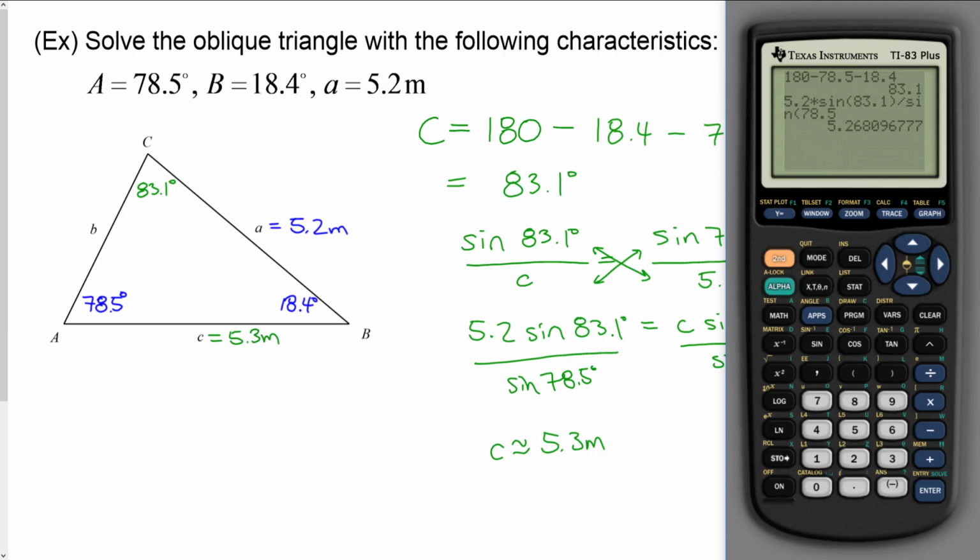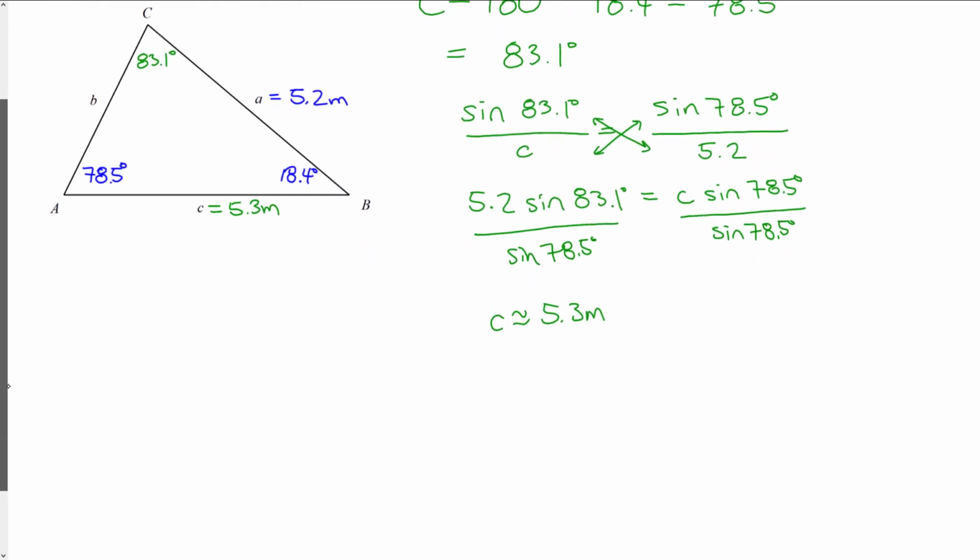And lastly, I need to figure out side b. Don't fall into the trap of trying to use the Pythagorean theorem at this point. The Pythagorean theorem only works for right triangles. So you can't use the Pythagorean theorem to figure out what side b is. You have to apply the law of sines again in order to figure it out. It's not hard. We just need to get started.